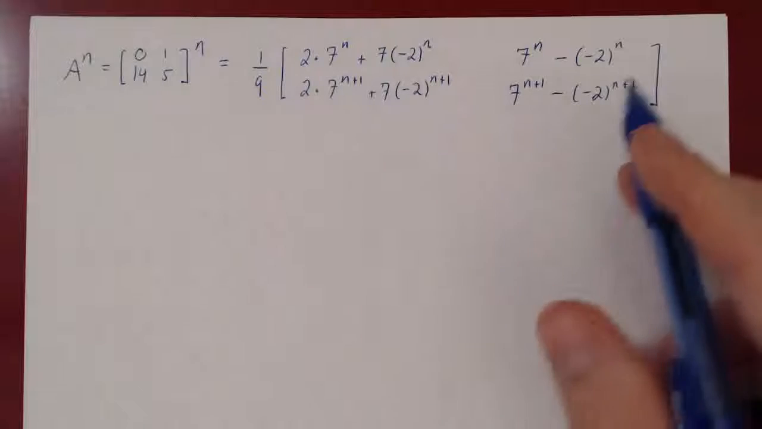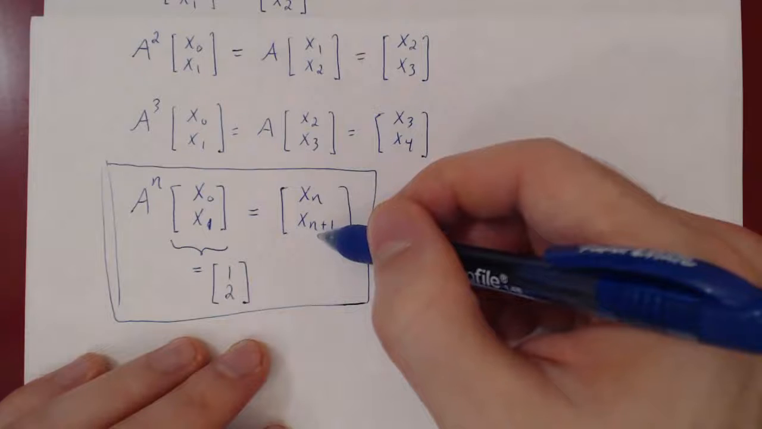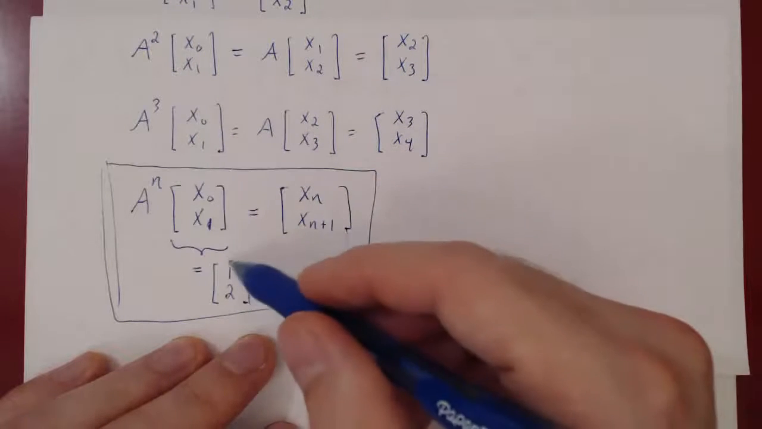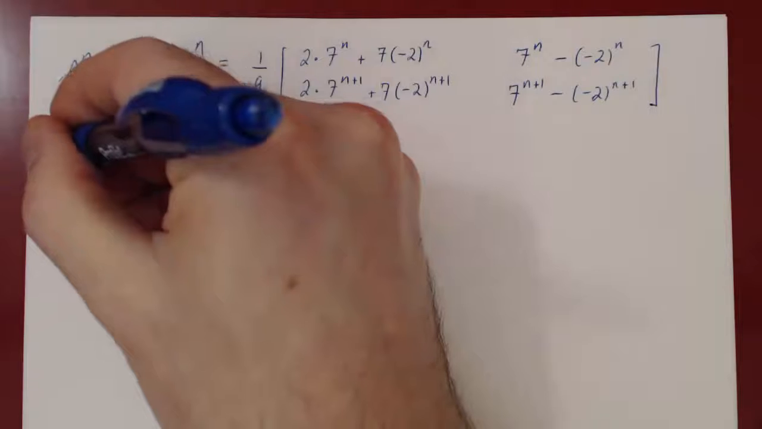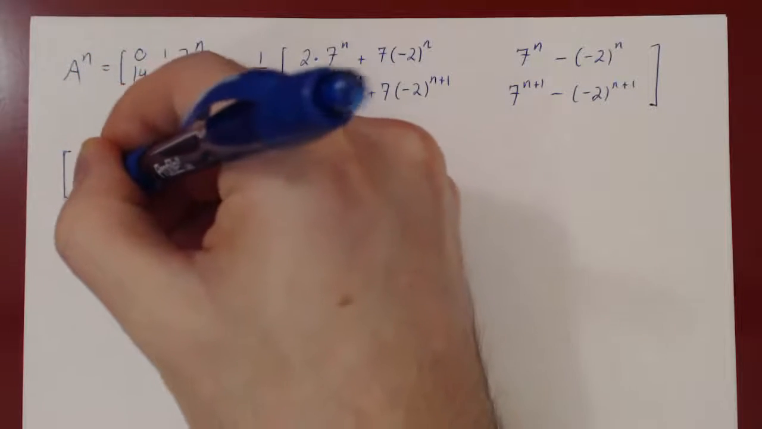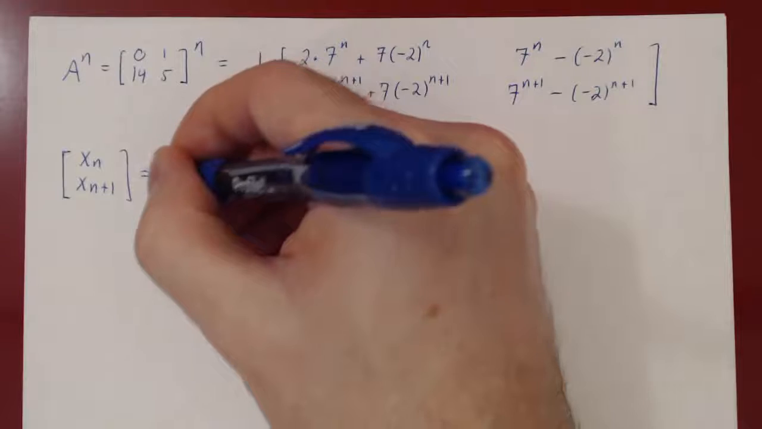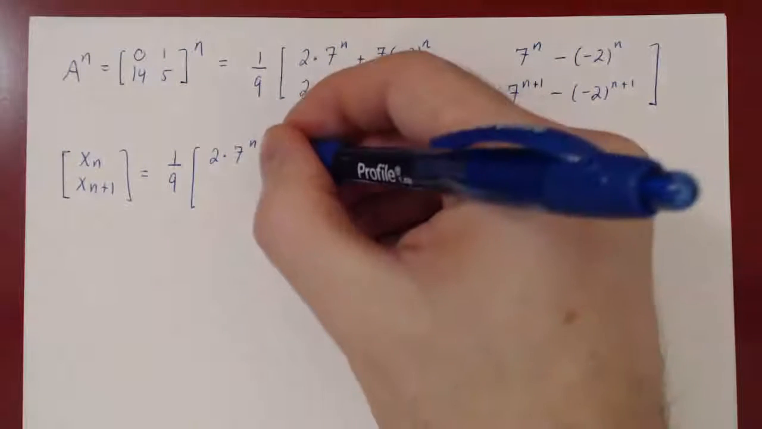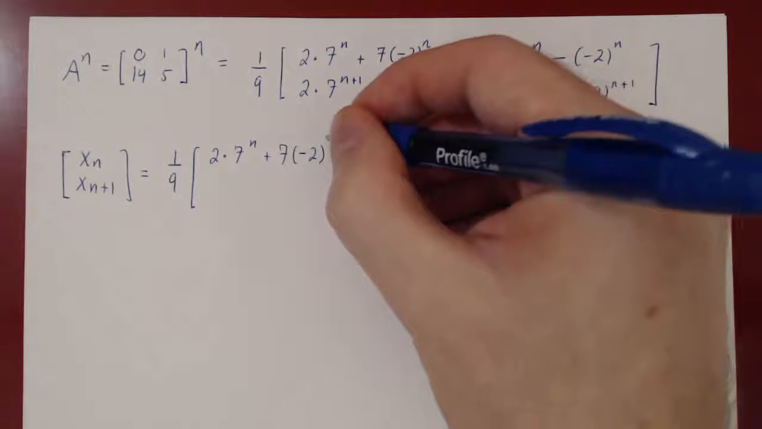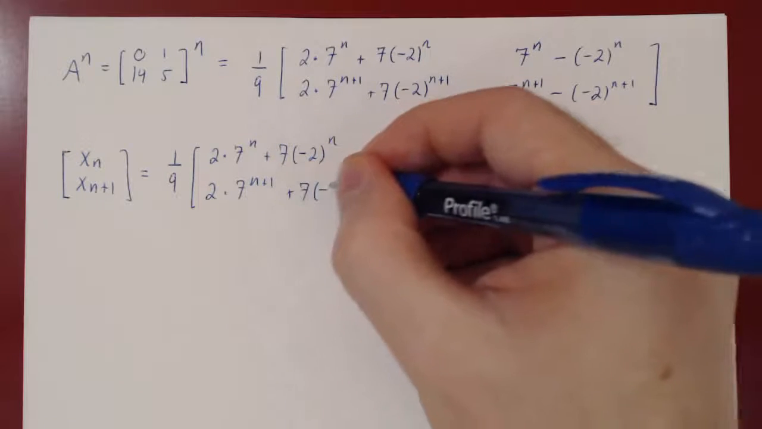So now we have a formula for A to the n, so we can now get the formula for x_n, right? If you remember the previous equality that we had derived, the vector x_n, x_{n+1} is simply the matrix A to the n times the vector of initial values 1, 2. So let's rewrite that on the second page. So the vector x_n, x_{n+1} is just A to the n. Well, there it is. So let's rewrite it. So A to the n, 1/9, 2 times 7^n plus 7 times (-2)^n, 2 times 7^(n+1) plus 7 times (-2)^(n+1).